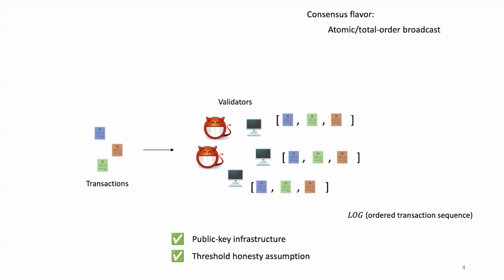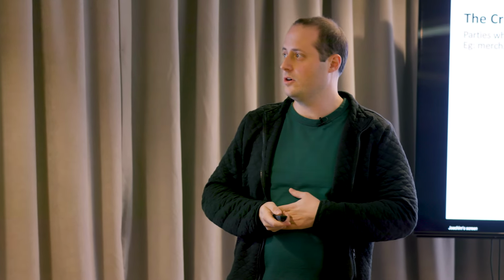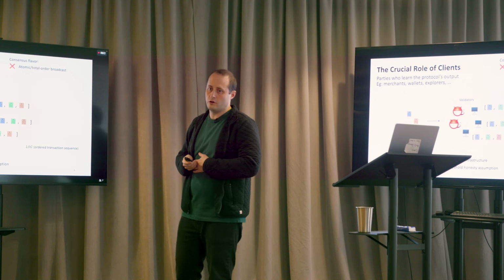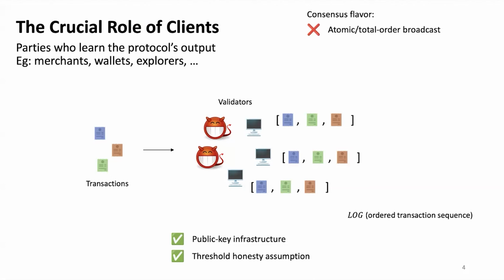But actually, this flavor of consensus is not state machine replication consensus. This is what we would call atomic or total order broadcast, and that's not what we're after. Blockchains work differently. Namely how? Well, there's a crucial entity in the system, which is clients. They are participants who are part of the protocol, but they're not part of running the backbone of the consensus protocol. Rather, they're interested in learning the protocol's output. Think of merchants, wallets, block explorers, all the endpoints that in the end will output this log.